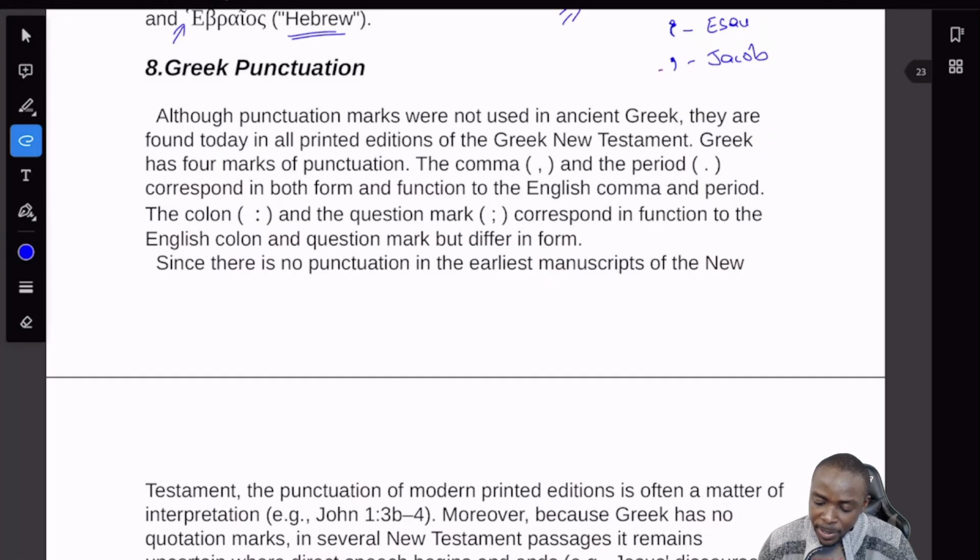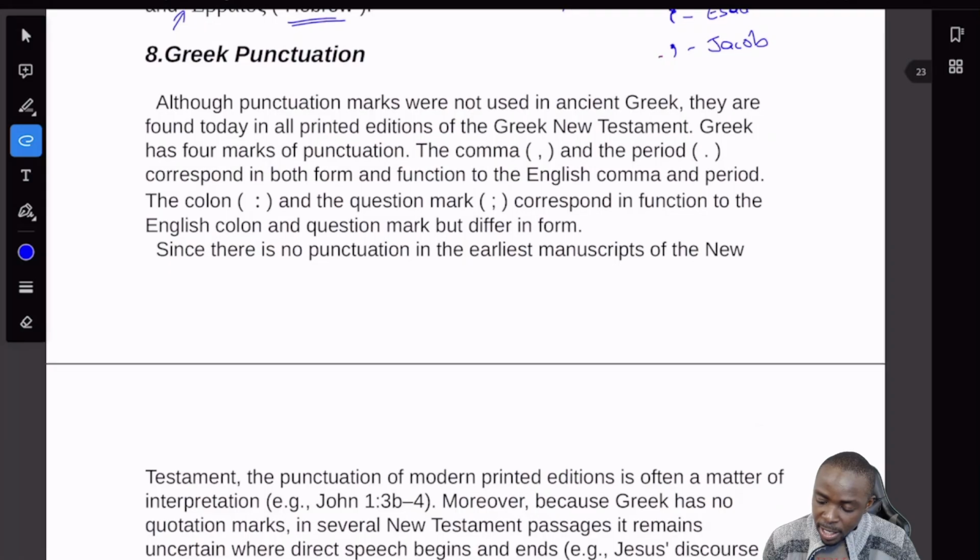Although punctuation marks were not used in ancient Greek, they are found today in all printed editions of the Greek New Testament, which is where we are going to spend our time, right? Greek has 4 marks of punctuation. You have the comma, the period, corresponding in both form and function to the English comma and period. Then you have the colon and the question mark. Notice that the question mark is written like a semicolon. Okay?